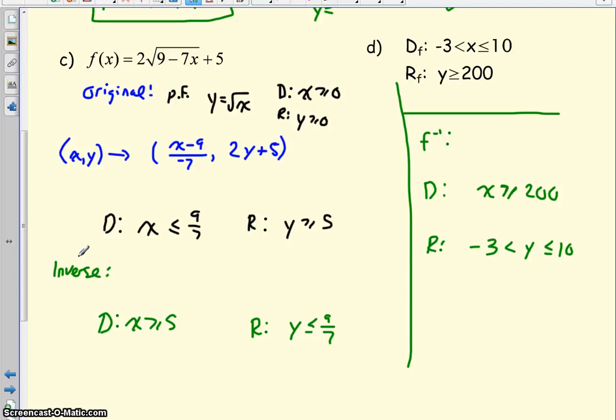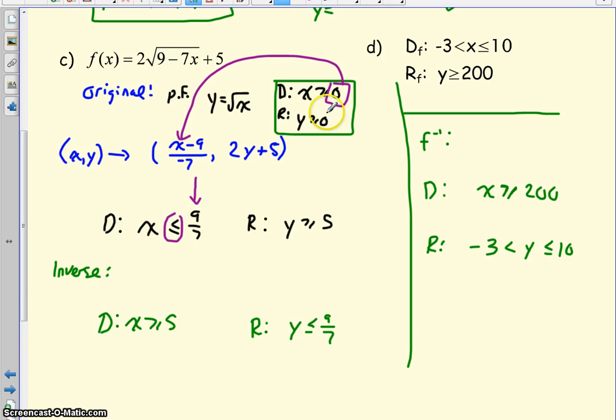So this is a transformation of y equals root x, which has an original domain and range of x is greater than or equal to 0 and y is greater than or equal to 0, respectively. So if I create my mapping rule to go from root x to f of x right here, I get (x minus 9) over negative 7 and 2y plus 5. So I throw my 0 in for x into the mapping rule. So 0 minus 9 is negative 9, divided by negative 7 is positive 9 over 7, but division by the negative here changes the direction of my sign from greater than or equal to, to less than or equal to.